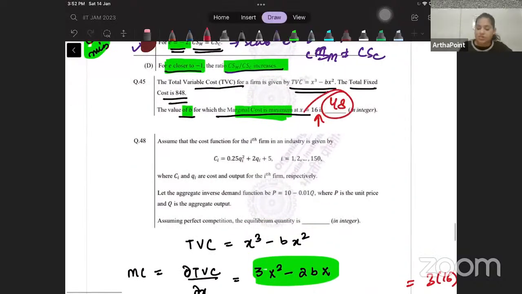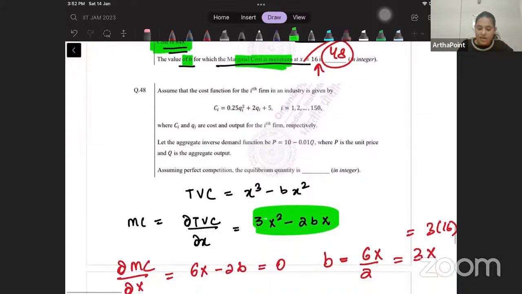Very simple question. You had to double differentiate to get the answer. Fixed cost was of no use. Marginal cost can be found only from variable cost. You do not need fixed cost for it. That is the answer to this question.